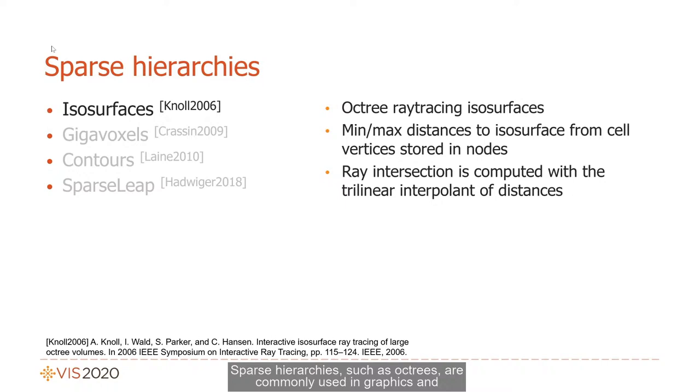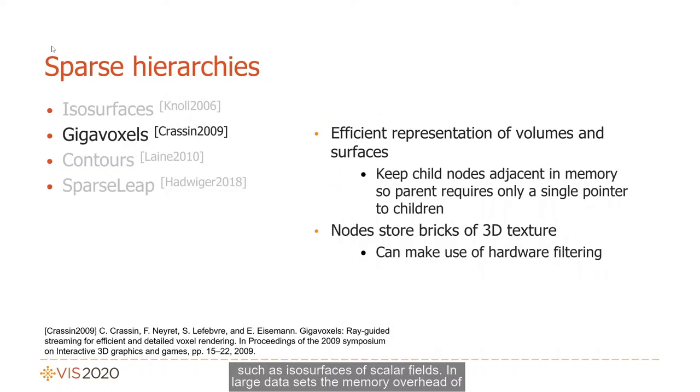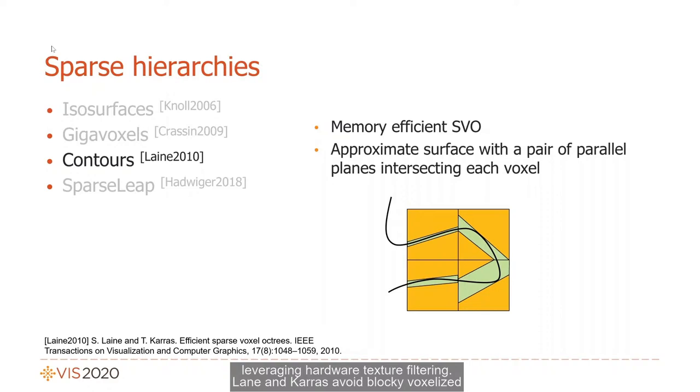Sparse hierarchies such as octrees are commonly used in graphics and visualization for representing volumes and surfaces, such as isosurfaces of scalar fields. In large datasets, the memory overhead of only the node pointers in the tree becomes prohibitive. Gigavoxels have a low memory requirement due to several optimizations in tree representation and efficient rendering due to leveraging hardware texture filtering. Lane and Keras avoid blocky voxelized appearance by approximating the embedded surface with a slab which intersects each voxel. In our work, we use tube segments in each voxel to represent the surface.